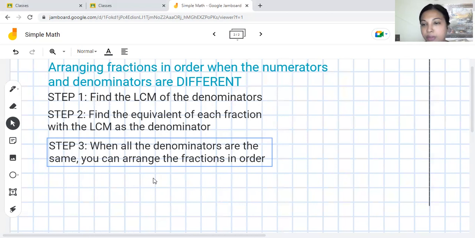The denominator will tell us how many parts in the whole, and the numerator will tell us how many parts are in that whole. All right, so by looking at that number, we'll be able to tell which number is the largest and which number is the smallest.